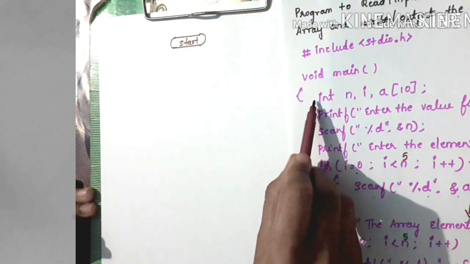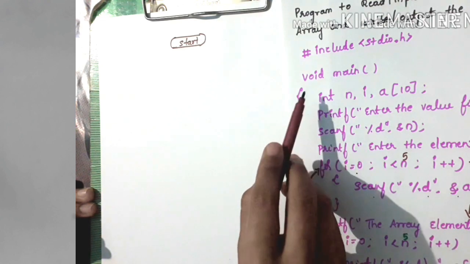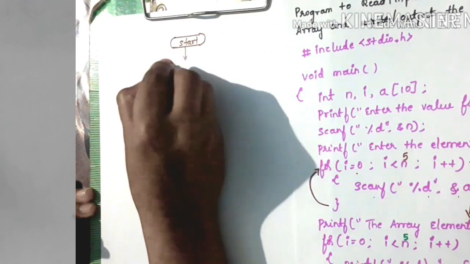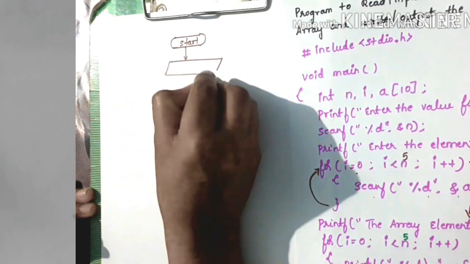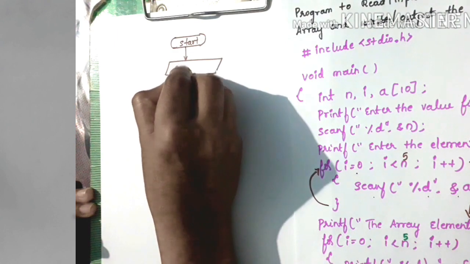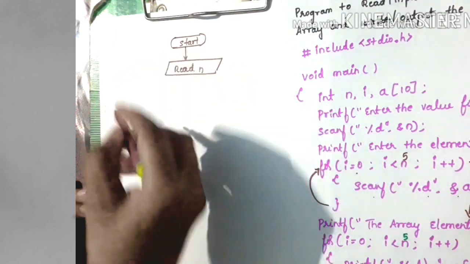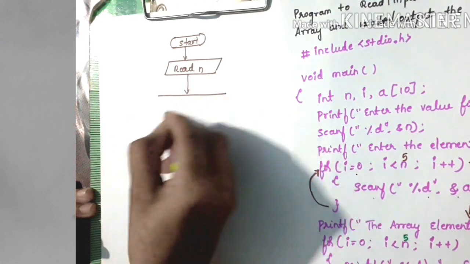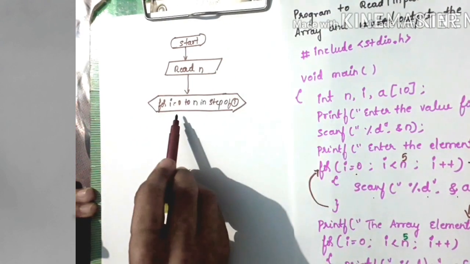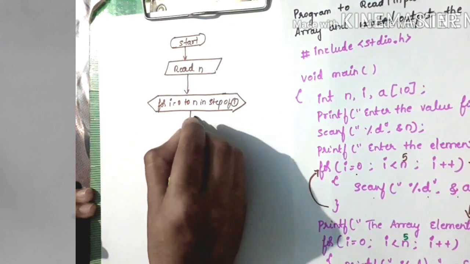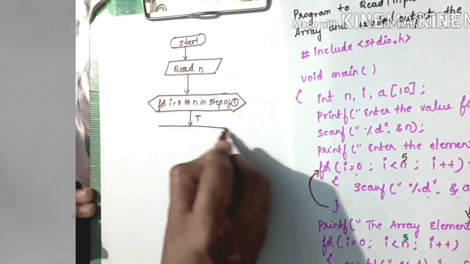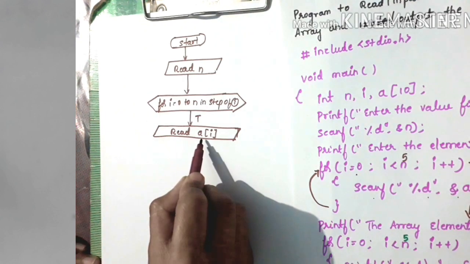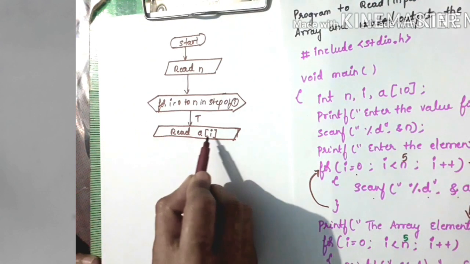Next, we will write the flowchart for this program. First, read a value for n. Next, input the elements to the array. For that, we have used a for loop. If this for loop condition is true, next we have used the scanf instruction to input the element to the array.